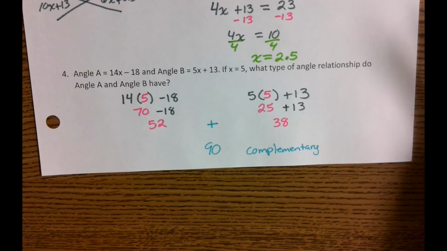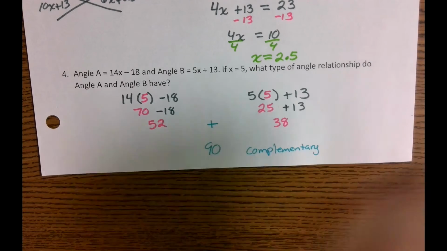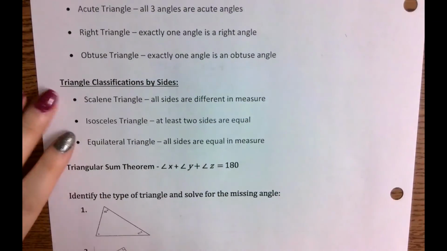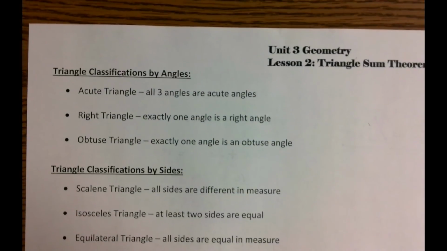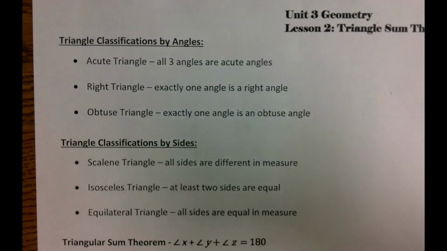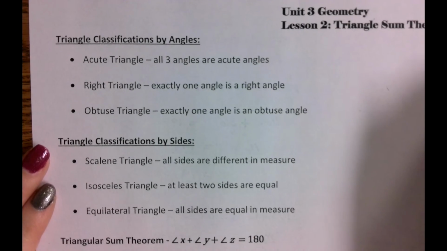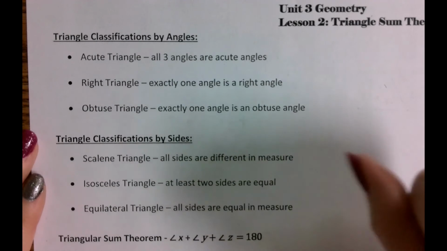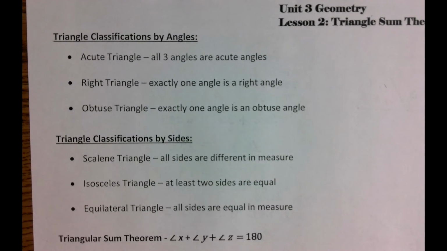All right, we're going to go on real quickly to our next page, which is going to be on triangles. So real quickly, we're going to talk about triangle classifications. Triangle classifications has two ways of classifying the triangle. You can classify it by angles, by the type of angle that the triangles have, or you can classify them by sides. So if we classify them by their angles, you've got three kinds of classifications.